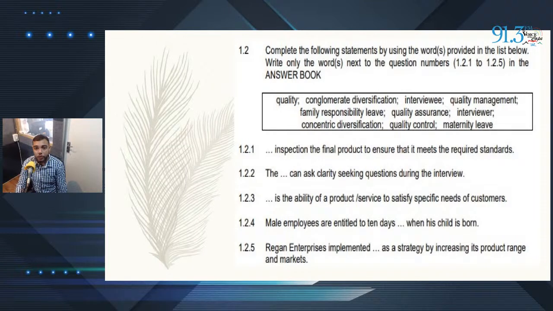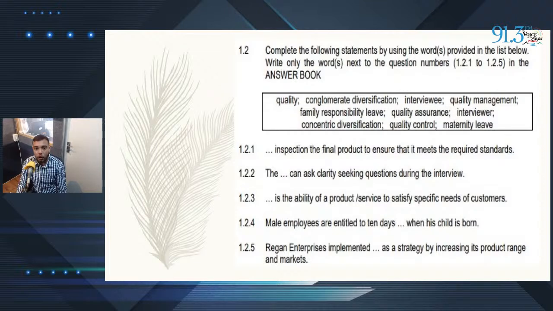Remember how this works: they're going to give you two possible answers. One answer is correct, and the other answer would then be a distractor. So quality inspection. So what inspection? The final product to ensure that it meets the required standards. It can either be quality assurance or quality control, so you're going to have to choose. And in this case, your final product would be quality control.